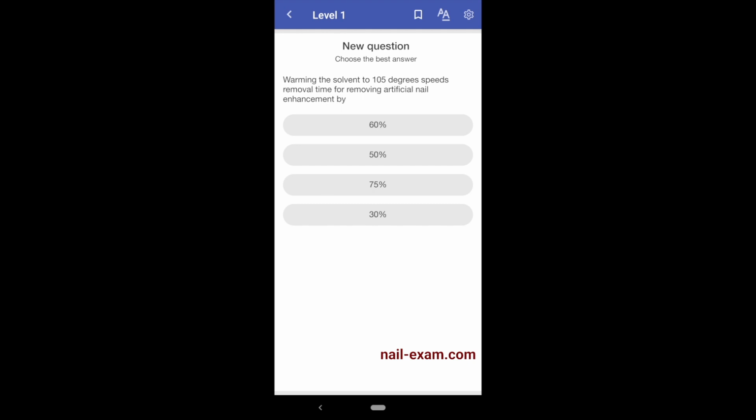Warming the solvent to 105 degrees speeds removal time for removing artificial nail enhancement by: A. 60%, B. 50%, C. 75%, D. 30%. The answer is D.